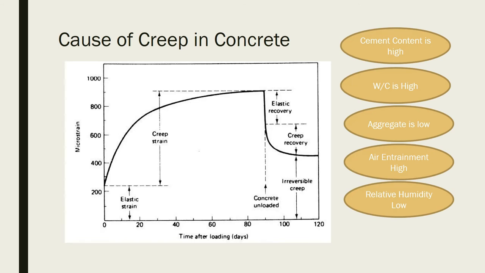Here you can see initially the variation of strain is very high, and finally the strain is reducing. Here the slope is very high, but here the slope is low. So with time the rate of strain is going to reduce.